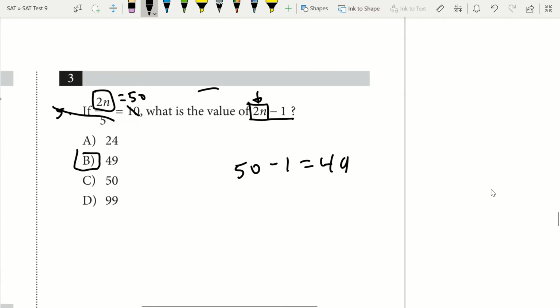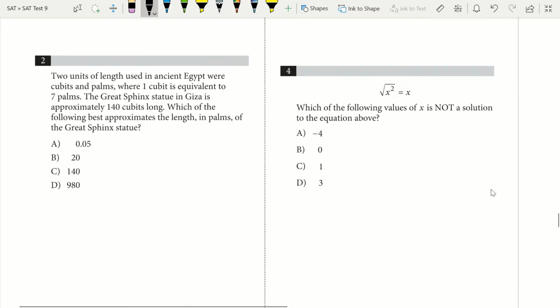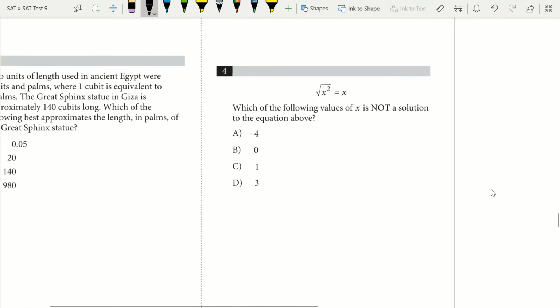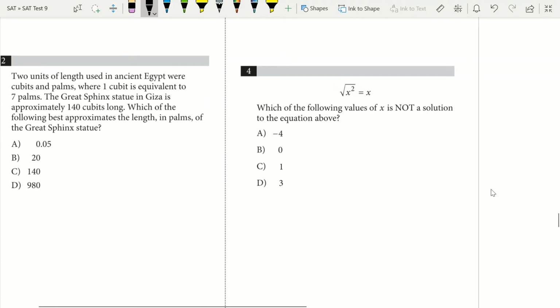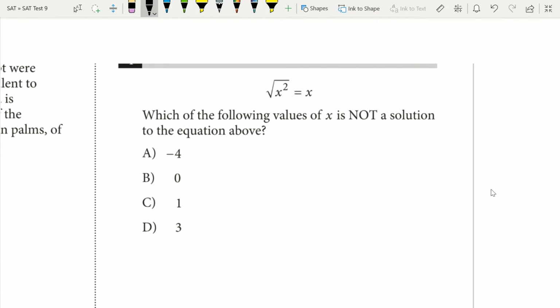Let's go and find another one that I want to talk about. Okay, 1 is too simple. I'm not going to talk about that one. 2 is pretty simple as well. Looking at number 4, I'm going to talk about number 4. I kind of covered it a little bit in the math no calculator section, so I'm only going to give you about 15 seconds with this one starting now.